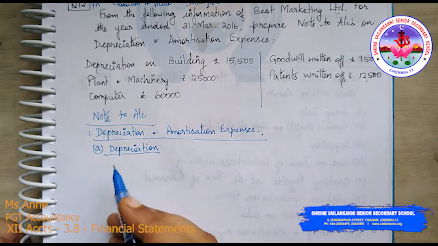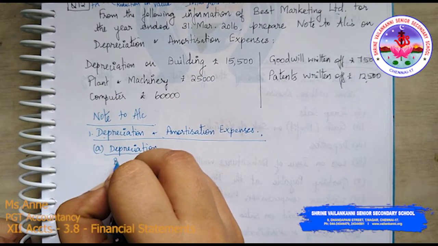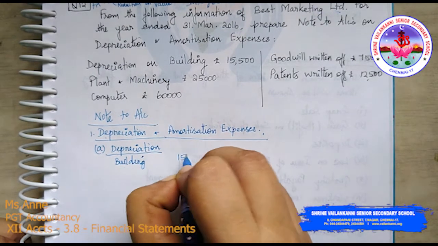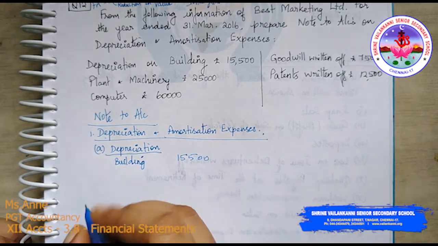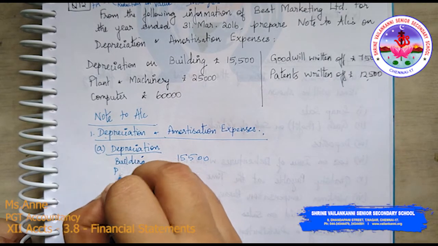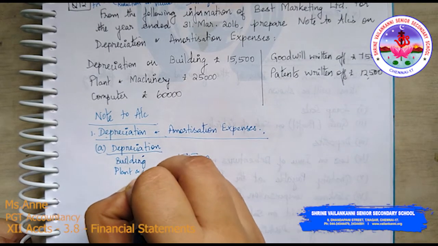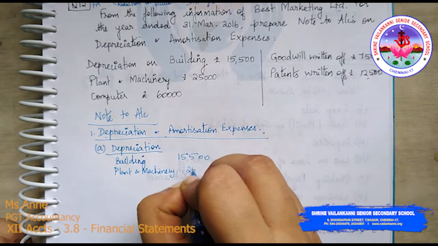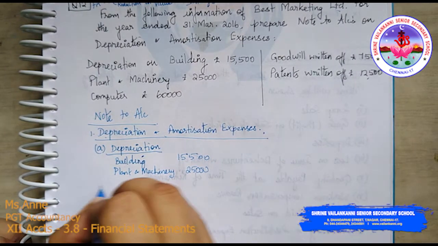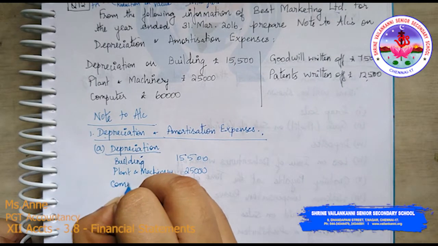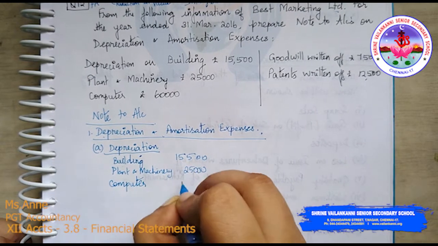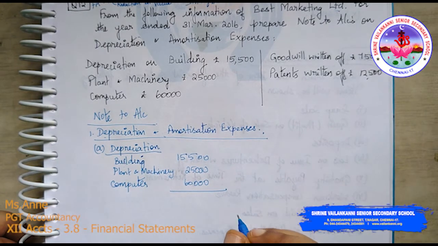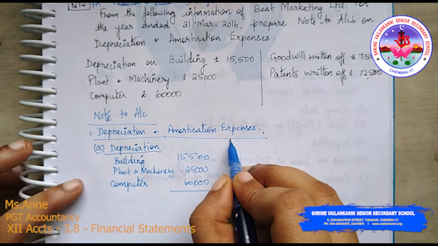Under A, depreciation, you have building. How much is the depreciation? It is 15,500. Plant and machinery, 25,000. Computer, 60,000. So total, you need to take it to the outer column.